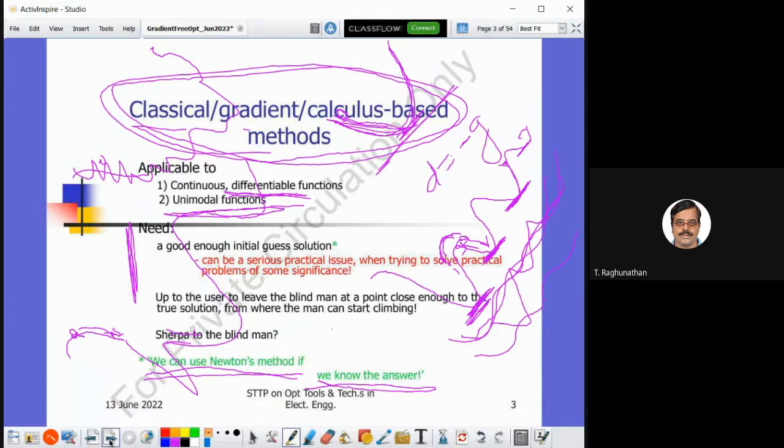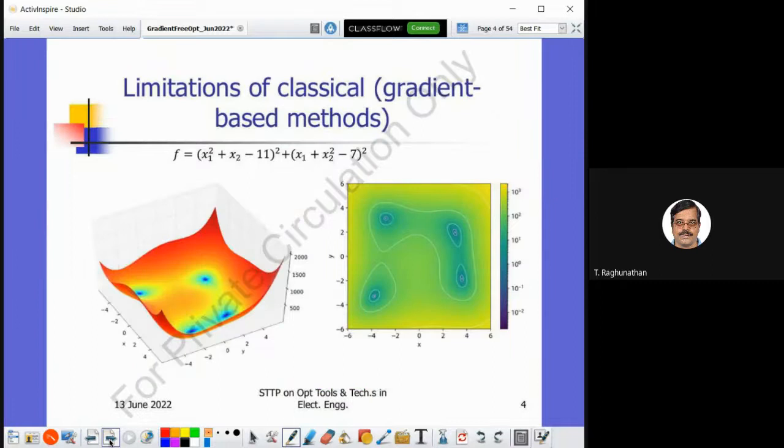So then what can be done about it? Okay, just to give you an idea of multimodal functions, this is a very famous function, always used in optimization. Does anybody know the name of that?